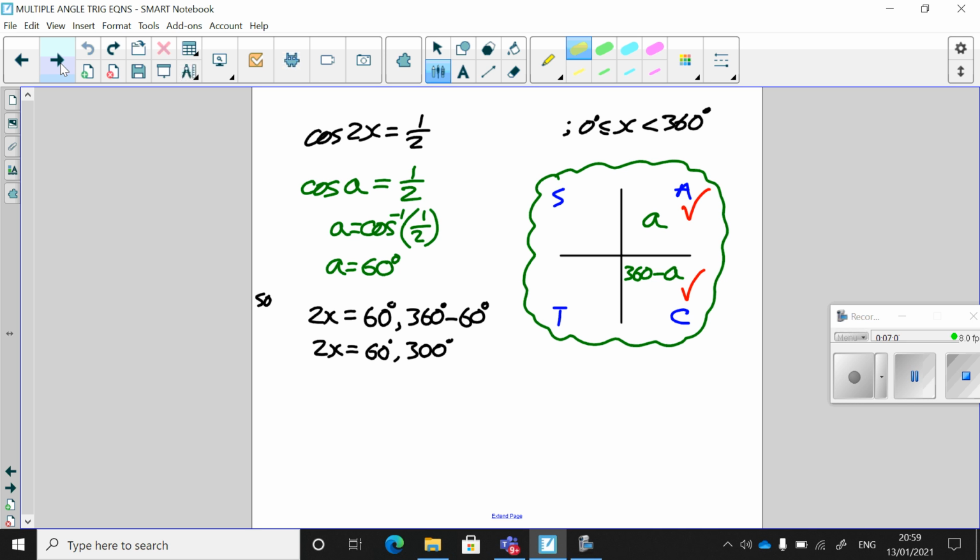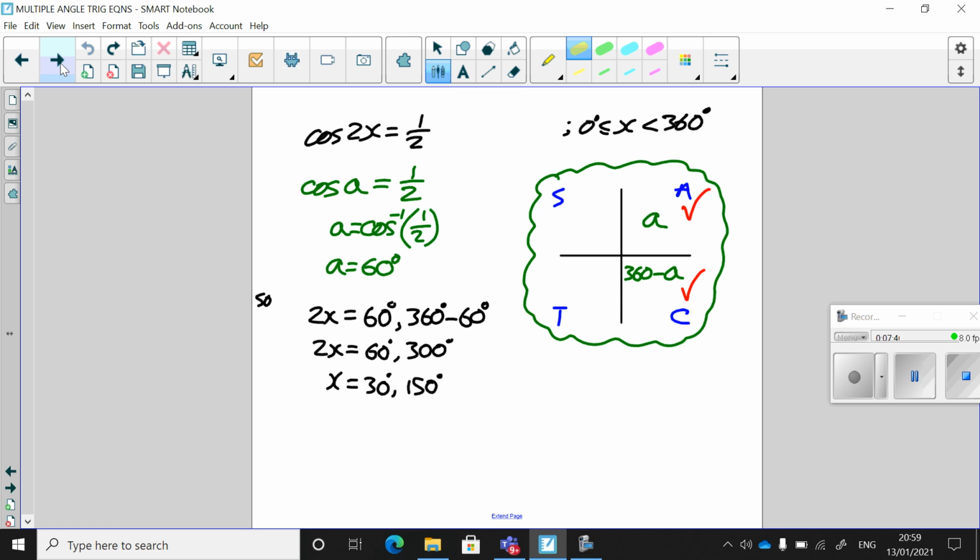But the thing is, we're solving for x, so we need to get rid of that 2. So if 2x equals two numbers, we get two equations. I think what I need to do here is divide throughout by 2. So we're going to have x equals 60 over 2 and x equals 300 over 2. And there you go. 60 divided by 2 is 30. 300 divided by 2 is 150. That's my two solutions that were related to my quadrant check.